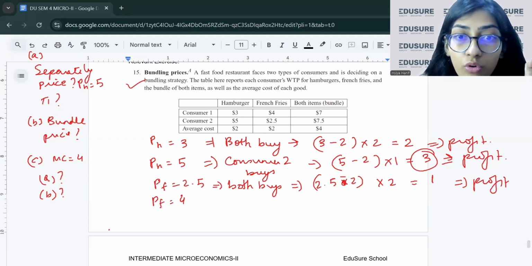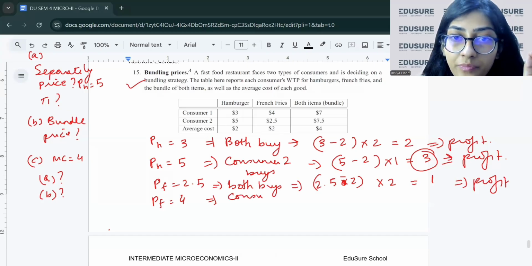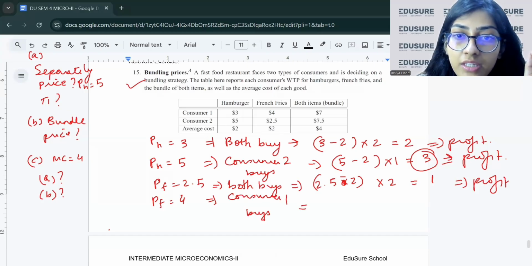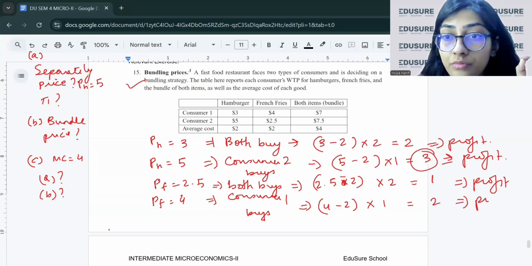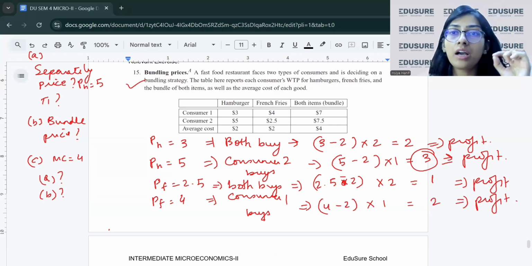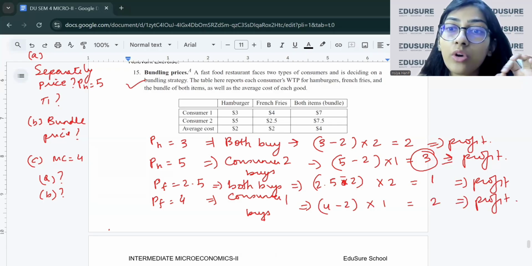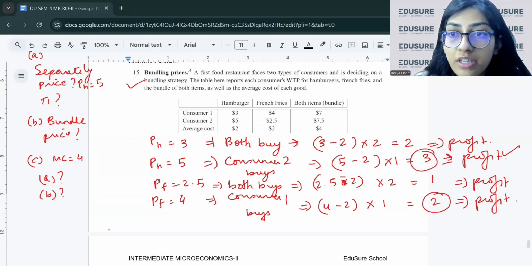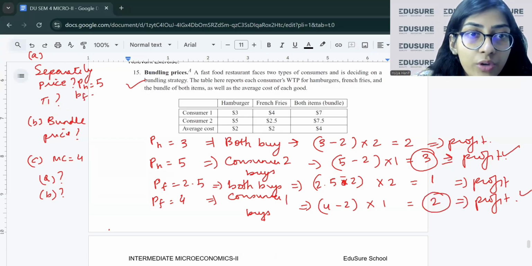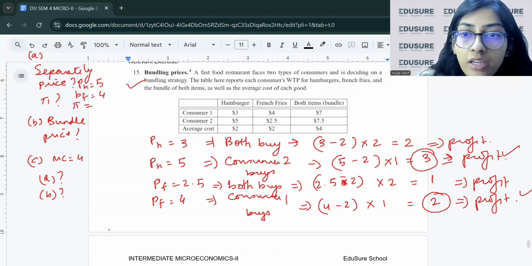If PF is equal to 4, only consumer 1 will buy, right? And this becomes 4 minus 2 into 1, and this becomes 2. Right? So again, here too, if you keep a higher price for French fries, then you're getting a higher profit. So if you sell separately, what will your profit be? 3 plus 2. So here PF is going to be 4 and your profit is going to be 5.